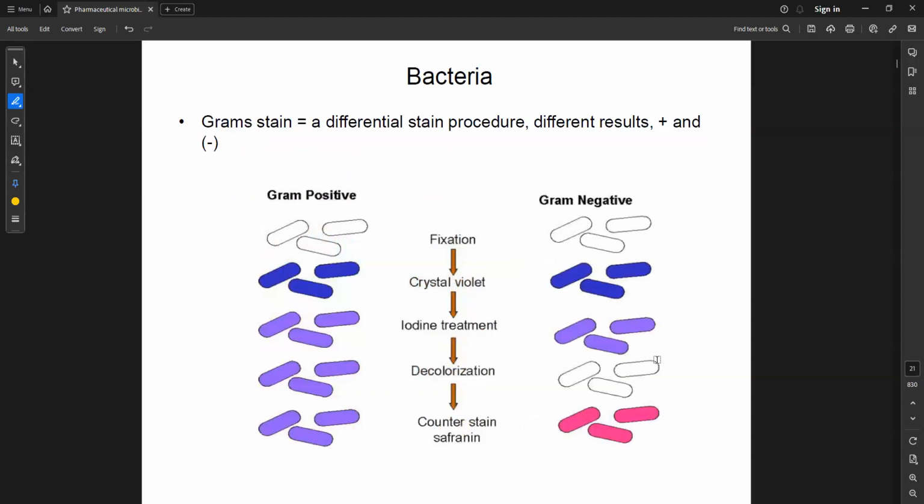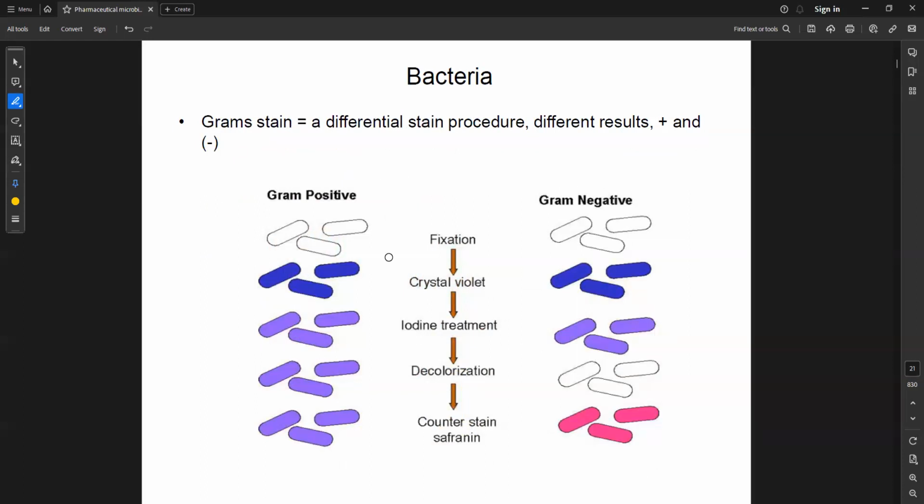Now, there are two types of bacteria. There's a classification of bacteria where we have the gram-positive and the gram-negative. How do we find out if bacteria is gram-positive or gram-negative? We do a lab test where we fixate the bacteria onto a slide. If you guys remember, we did this, I think, in second year.